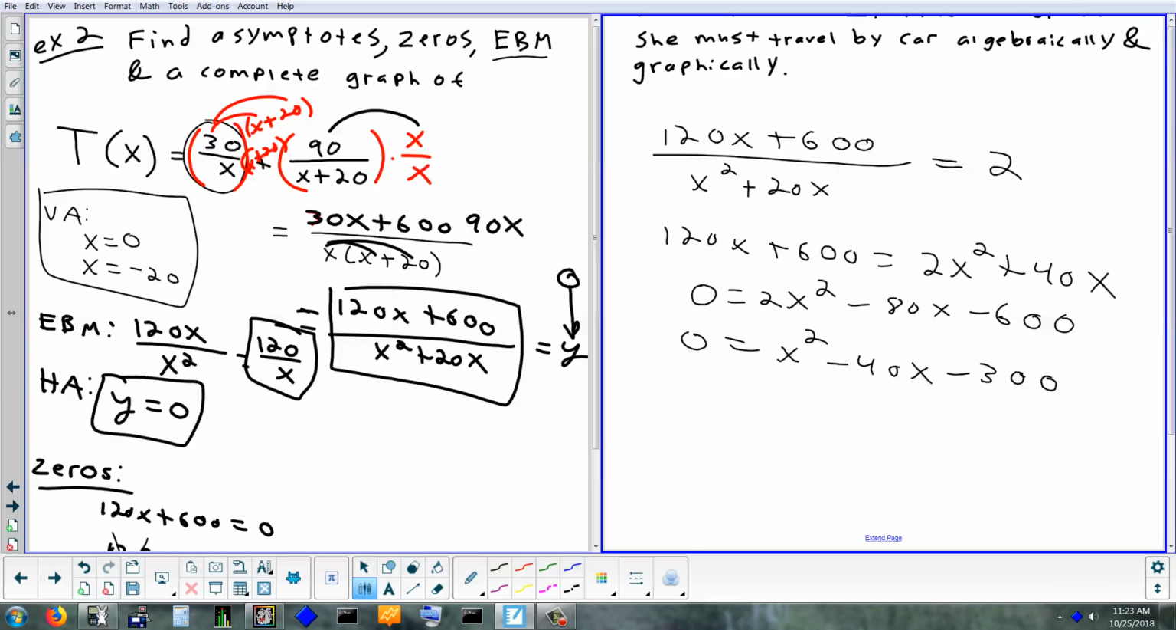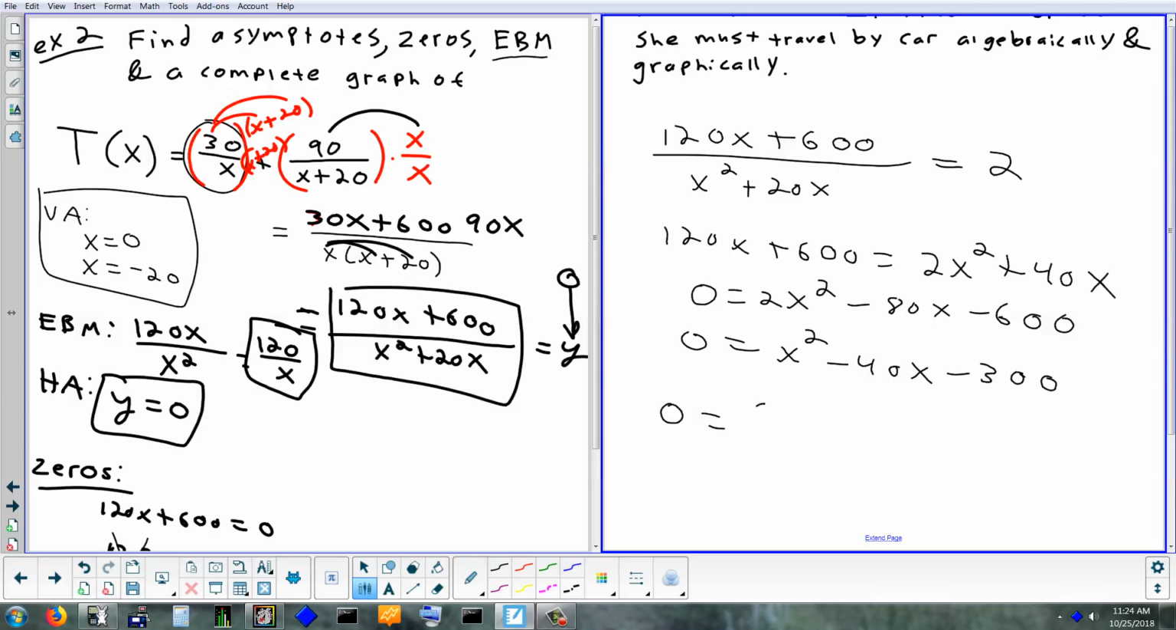And now, let's see, is that factorable? Two numbers that multiply to give me 300 and add or subtract to give me 40. You want to think of two numbers that multiply to give you 300 and add or subtract to give you 40. Yeah. Justin? Negative 30 and 10. 30 and 10. Yeah, I think that might work.